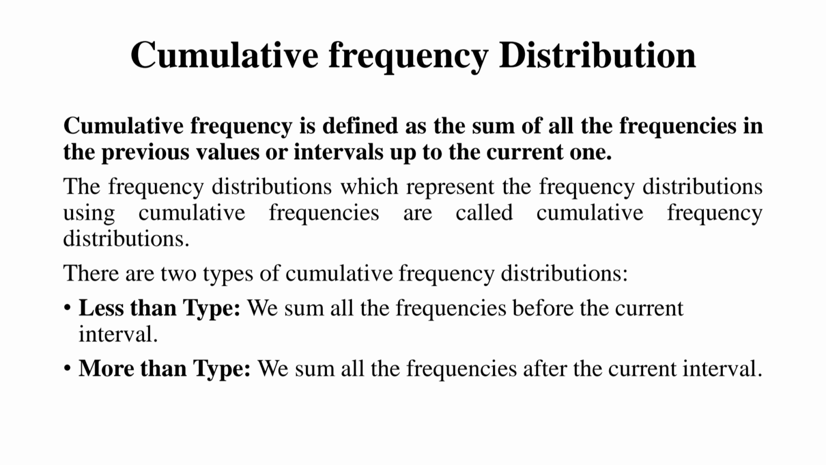The next is cumulative frequency distribution. Cumulative means total. Likewise here we add up all the frequencies to form a single cumulative frequency. It can be represented in two different forms, less than type and more than type. In less than type we sum all the frequencies before the current interval, but in more than type we add up all the frequencies after the interval. So these are the differences.